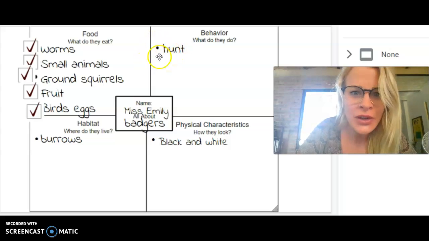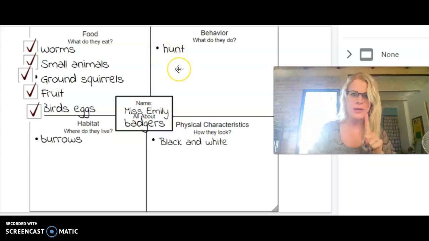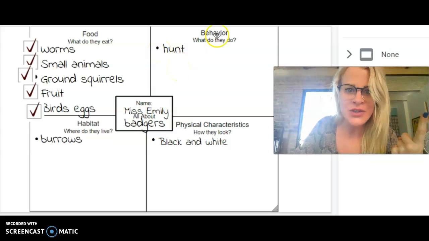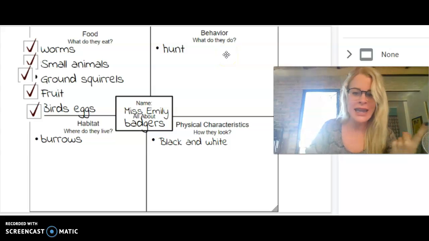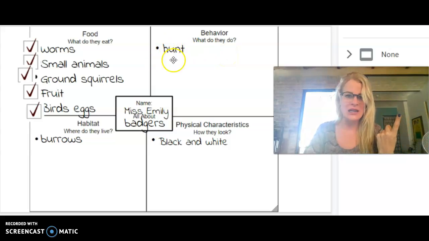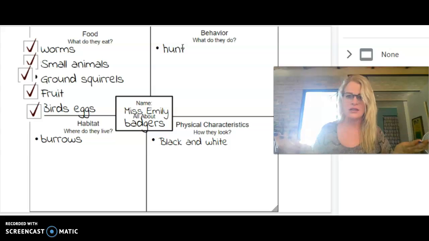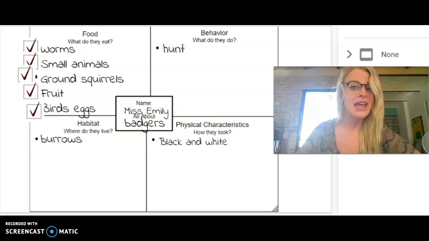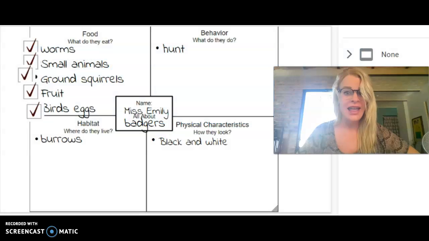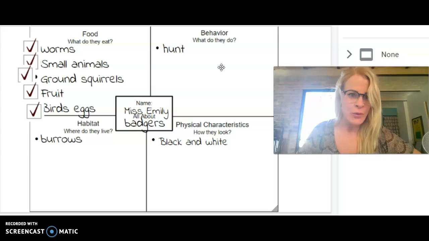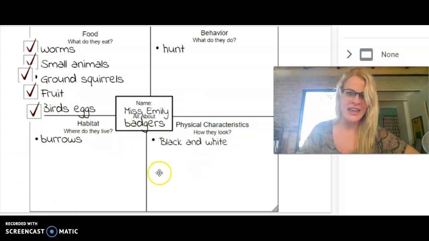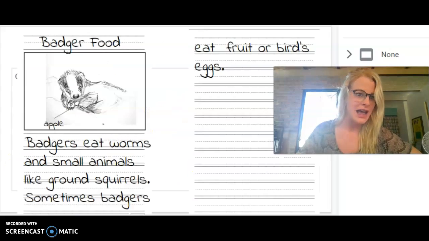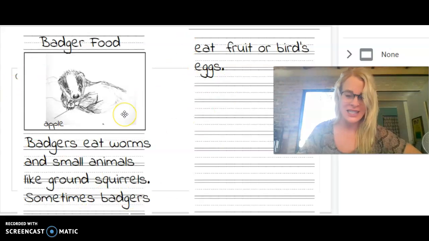Wait a second, there's only one dot. There's only one piece of information about the badger's behavior. How can I write a complete sentence with connecting words if there's only one thing? All I could write would be badgers hunt. This won't do. I'm going to have to go back to Epic and find some more information about what badgers do. And while I'm at it, more about where they live and how they look so that I can write a chapter for each of them that's as full as this one.